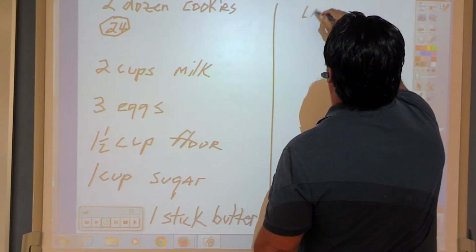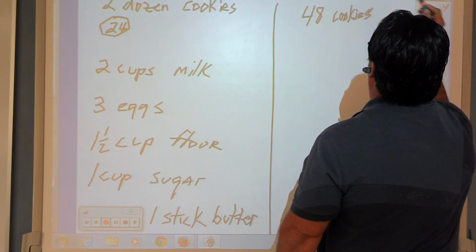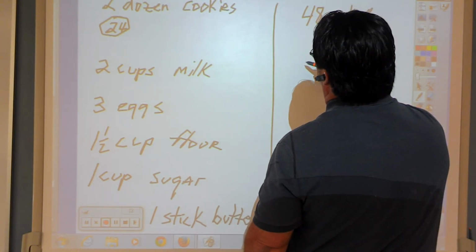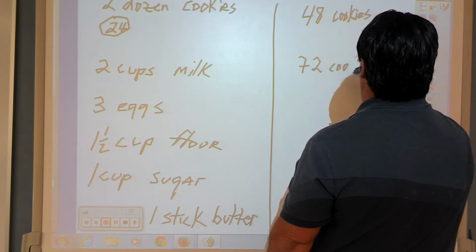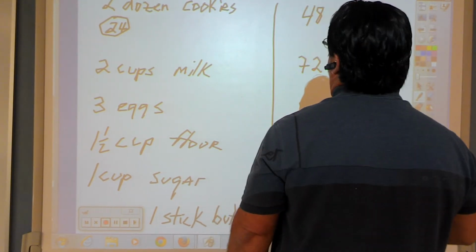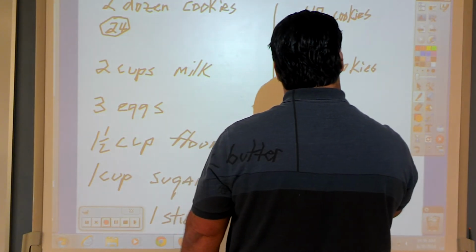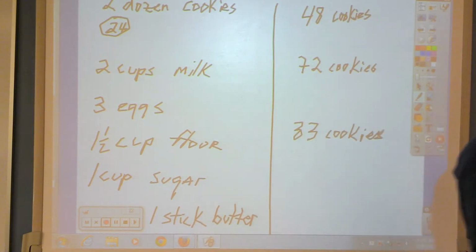I want to make 48 cookies. Tell me how many ingredients I need. I want you to do 72 cookies. Do that. And then I want to make 33 cookies. And that's when everybody's going to go, oh, good. So do it. It won't take you but a few minutes.